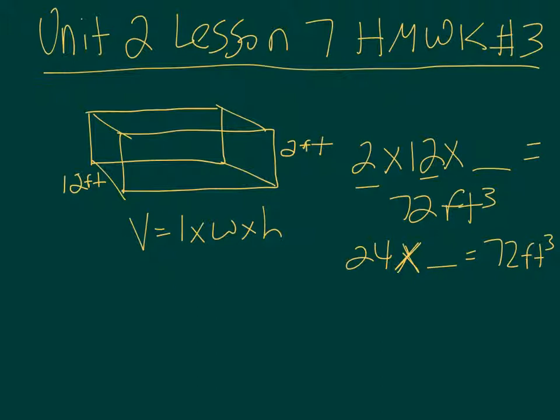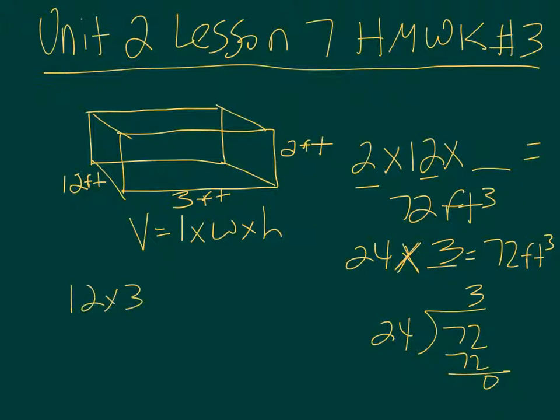We can use our multiplication skills. We can use our long division skills where we do this. But any way you figure it out, you know that the answer is going to be 3. So the length of this is going to be 3 feet. So that when you figure out the volume, 12 times 3 times 2 is 72. So that's one way we can build this toy box. So the volume is 72.